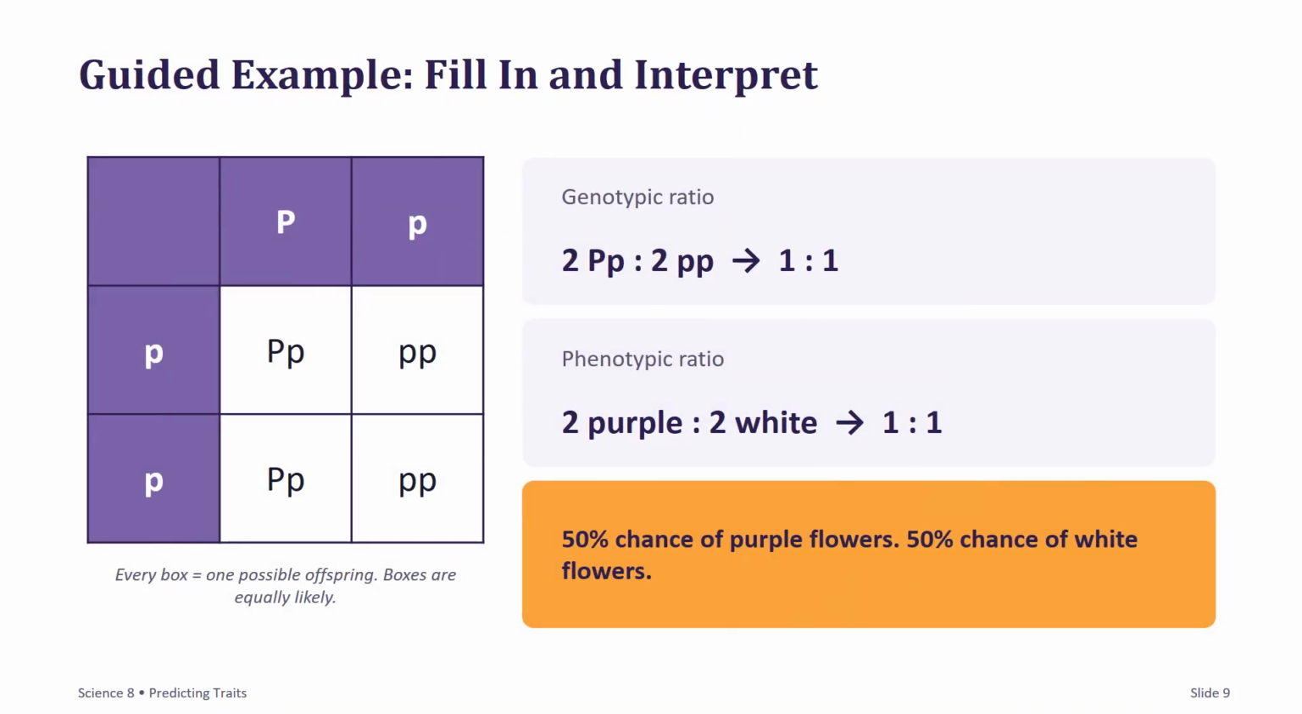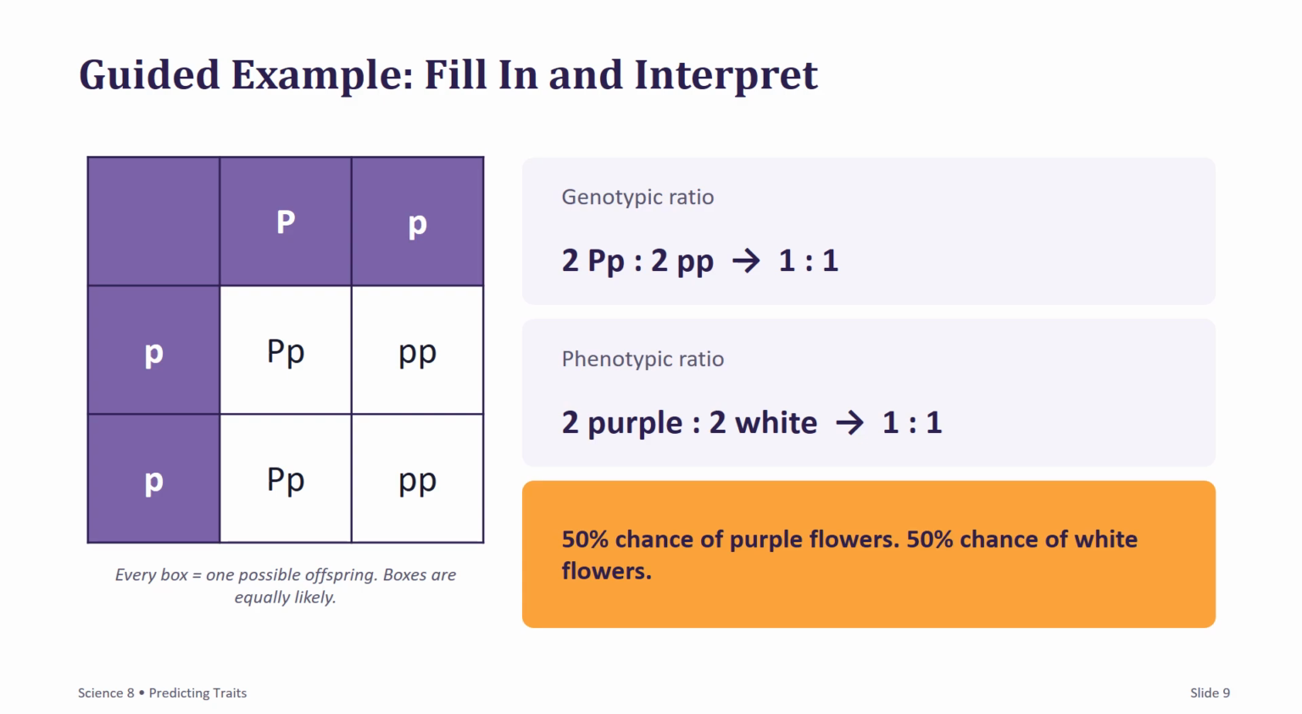Now let's fill in the Punnett square and interpret the results. Across the top, we place parent 1's gametes, capital P and small p. Down the side, we place parent 2's gametes, small p and small p. Filling in the boxes, we get capital P small p, small p small p, capital P small p, and small p small p. Let's count.